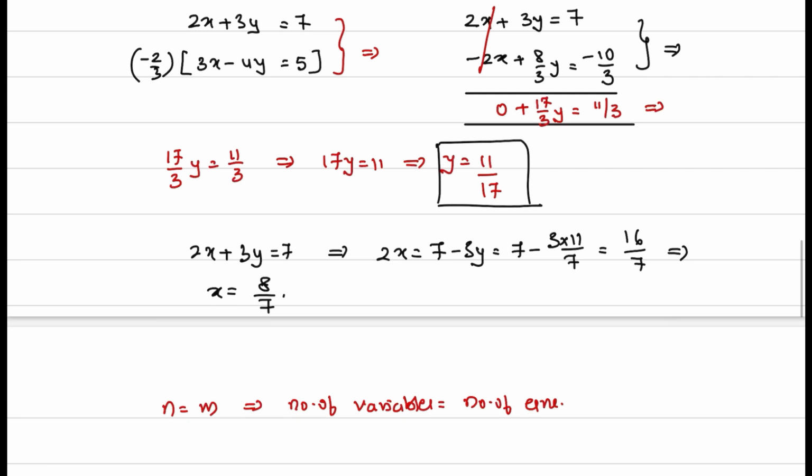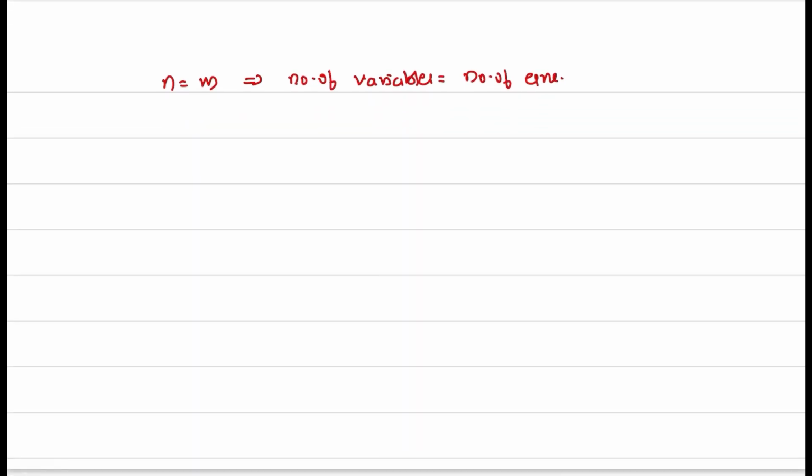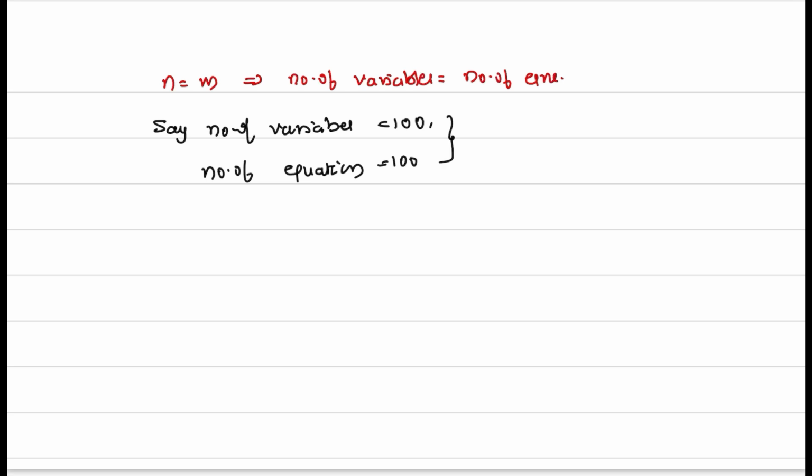This will be cumbersome, a bit heavy or tough, or lengthy, when the number of equations and the number of variables are very high. Let us say the number of variables is equal to 100 and the number of equations is equal to 100. Is it possible to solve it manually? No, it's not possible. We should have a method to solve it.